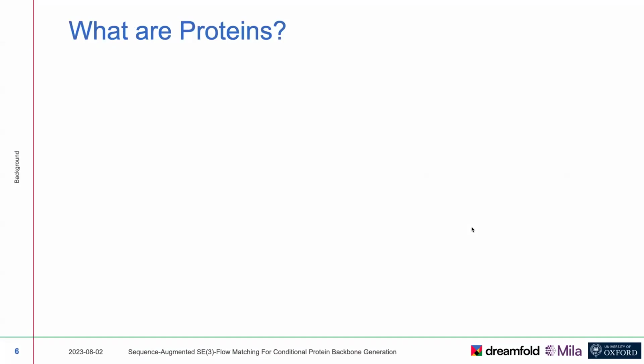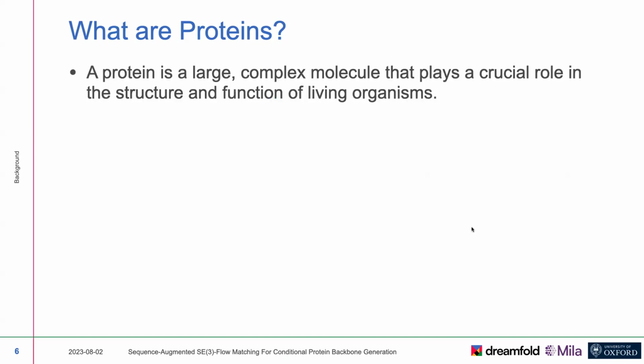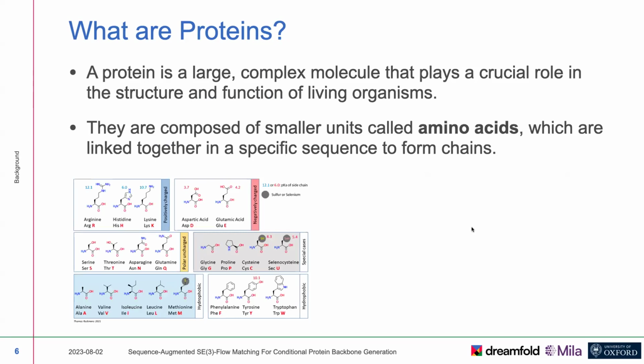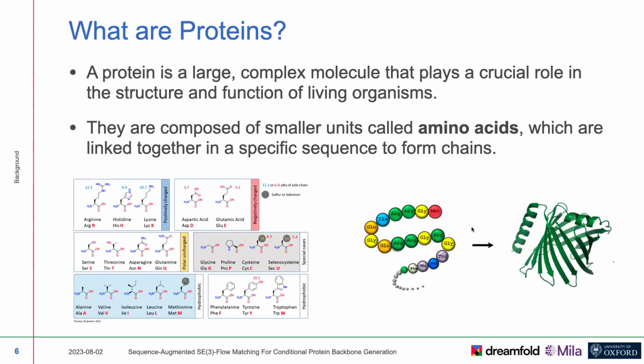So Guillaume, do you want to go into the background? Yeah, so following with the background, the first thing we want to answer is what are proteins? And here it's going to be an introduction of proteins from an ML perspective, not from a biologist's, but really what tools or what data are we dealing with? So first, a protein is a large, complex molecule. It plays a crucial role in the structure and function of living organisms. And they're composed of smaller units, amino acids, which form together a chain and are represented either as a sequence or a 3D structure like this.